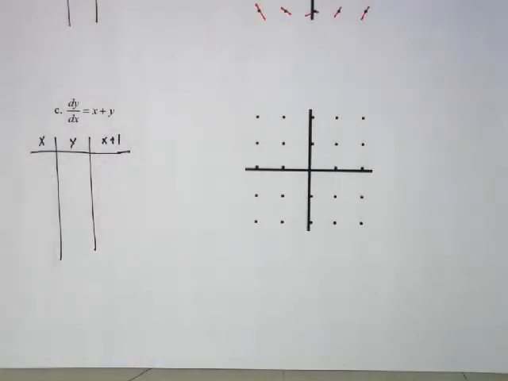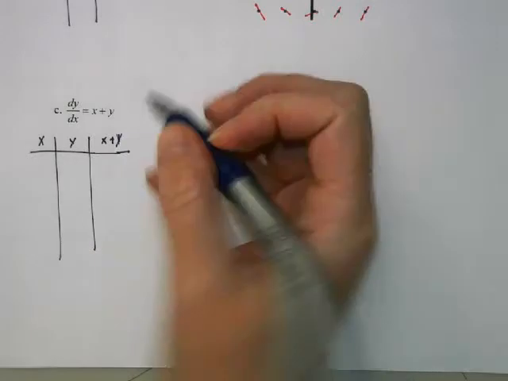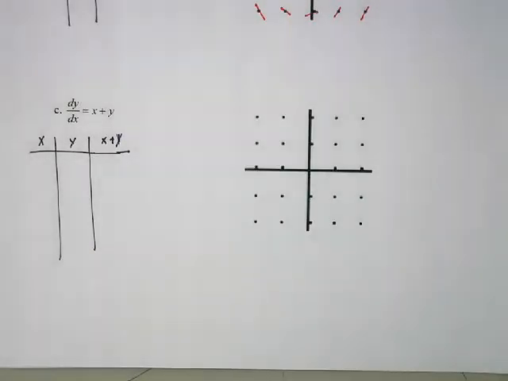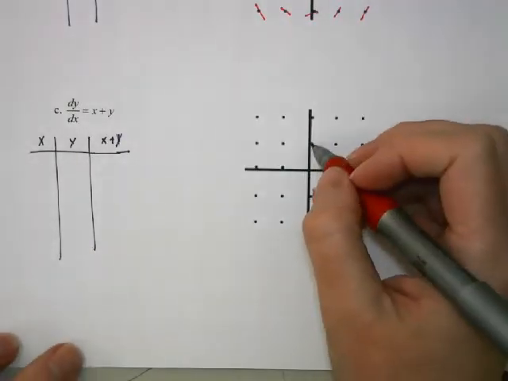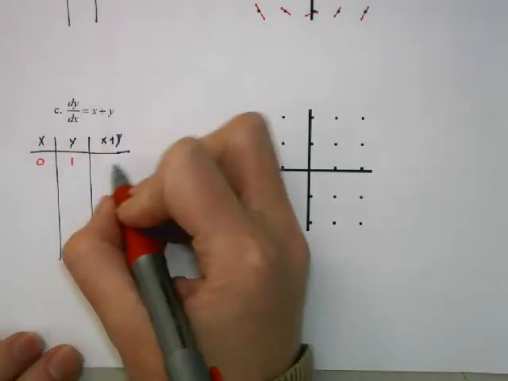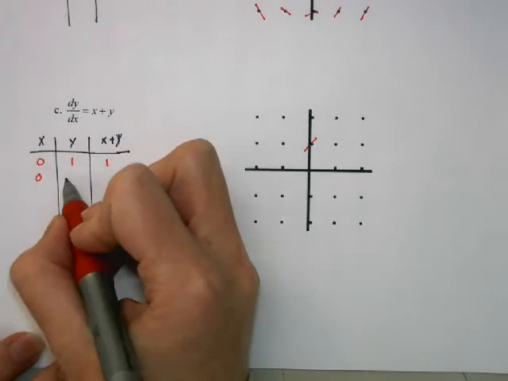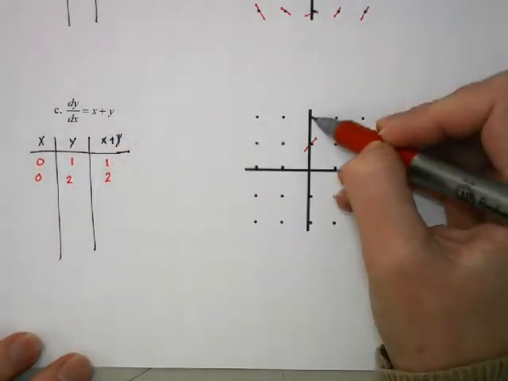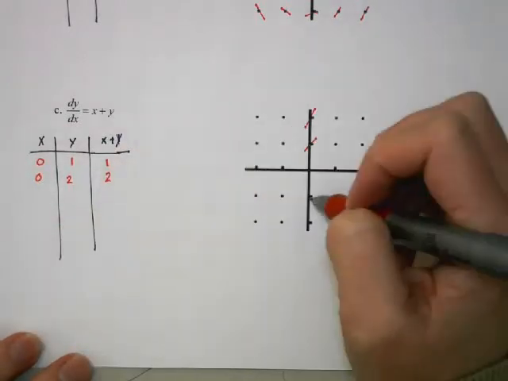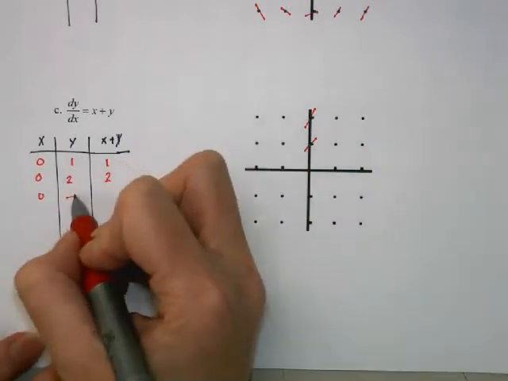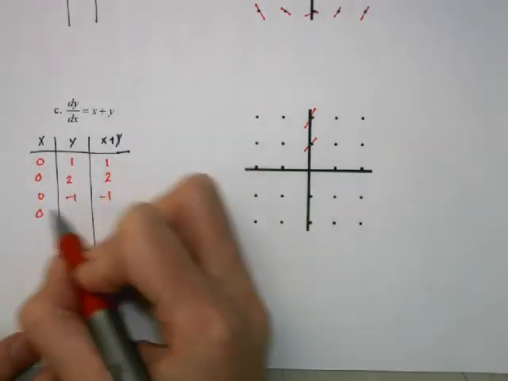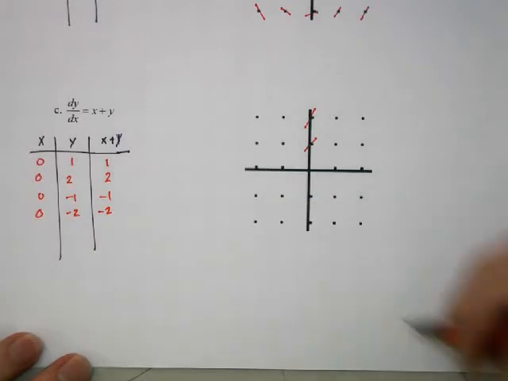Okay, so x plus y. You might pause it and try to do this one on your own because the math is pretty simple. Let's start with (0, 1). So 0 plus 1 is 1. So we have a slope of 1 here. If I have (0, 2), I get 2. So this one's got a slope of 2. Go ahead and do (0, negative 1), which is negative 1. (0, negative 2) is negative 2.